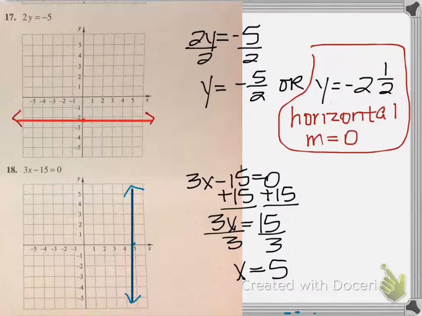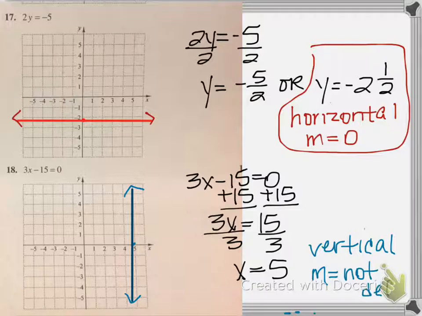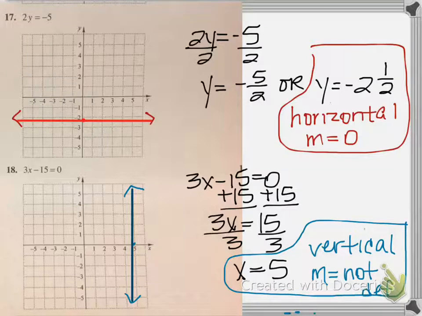So when you have x equals, that's going to be a vertical line, and the slope of these lines is what we say not defined. If you have two variables, if you have an x and a y, it's going to be a slant line. But vertical and horizontal lines only have a single variable in their equations.